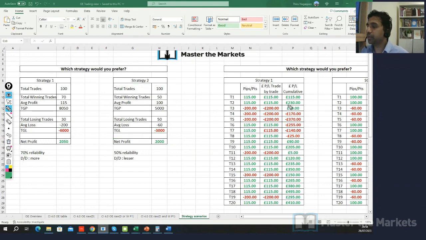Then, if you were to go a bit deeper on the numbers in strategy one, you can see the losses are a bit bigger, right? Whereas the losses are much smaller here.